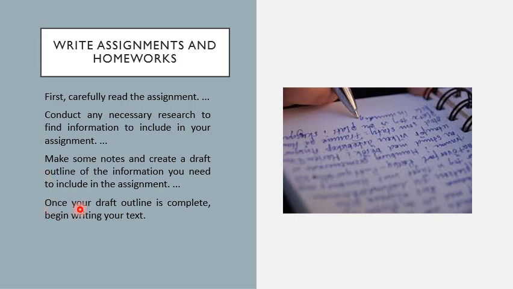Once your draft outline is complete, begin writing your text. Draft outlines are those points which you have mentioned in your rough work. Now, once you have done your rough work, you are going to make the original work, the original text. Okay?